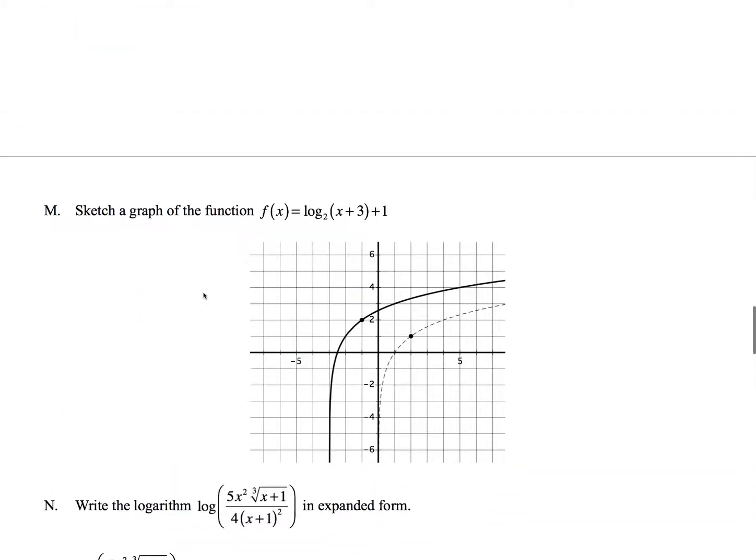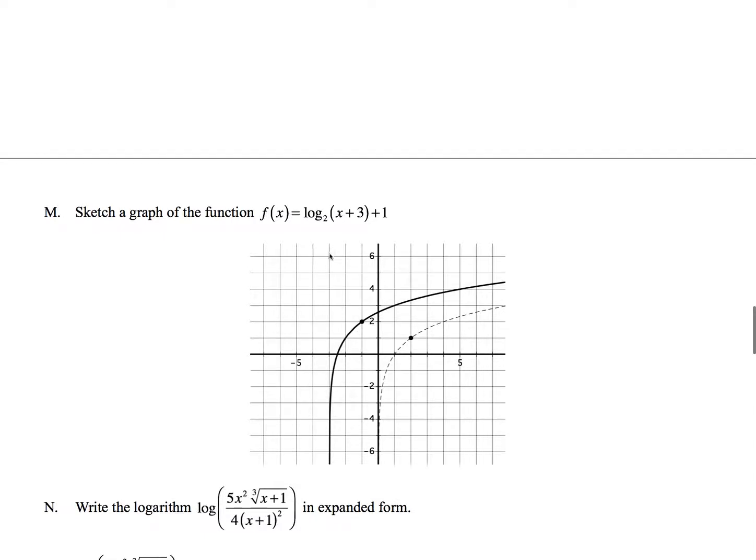Alright, and question M. So in question M, we're asked to sketch a graph of a translated logarithmic function. Now, when we were sketching, or analyzing rather, functions with a base of e, we only kept track of the x-intercept to see where it moved. But for a different base, there's probably 2 points we should keep track of. And I've got log base 2 of x here for your comparison.